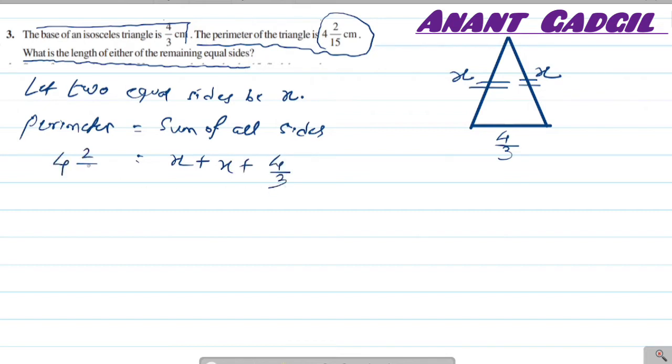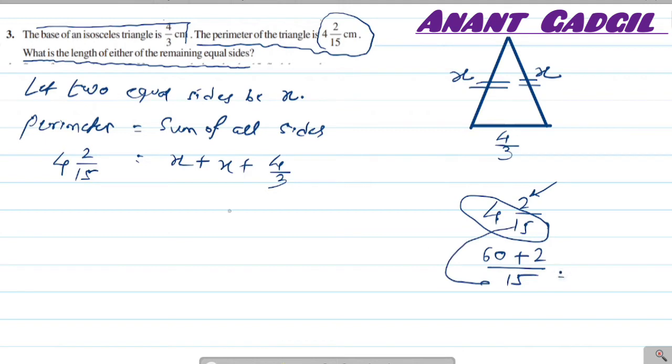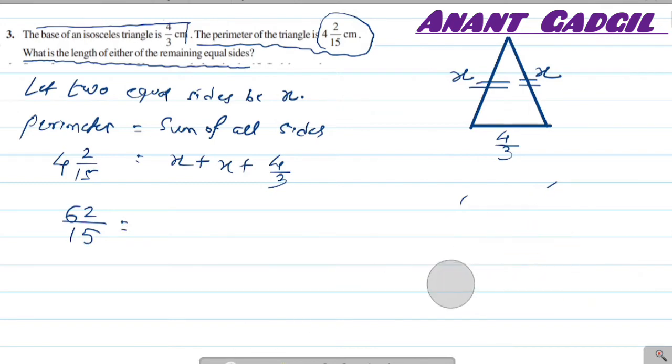Perimeter they have given is 4 integer 2 by 15. So now how do we solve this mixed fraction 4 integer 2 by 15? You must be knowing this. We first multiply these two terms, then add the numerator to it. So 4 times 15 will be 60, then add the numerator, and don't forget to write the denominator as it is. So it becomes 62 by 15. And now how do we solve this further?